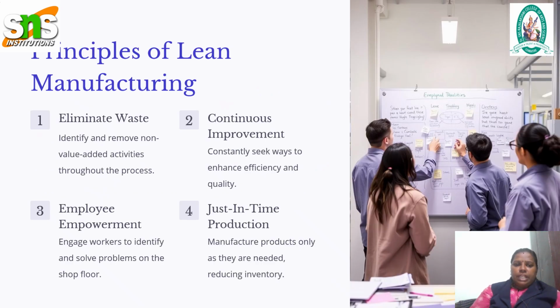The principles of lean manufacturing: eliminate waste, continuous improvement, employee empowerment, just-in-time production. Eliminate waste: identify and remove the non-value-added activities throughout the process. Continuous improvement: constantly seek ways to enhance efficiency and quality. Employee empowerment: engage workers to identify and solve problems on the shop floor. Just-in-time production: manufacturing products only as they are needed, reducing inventory.